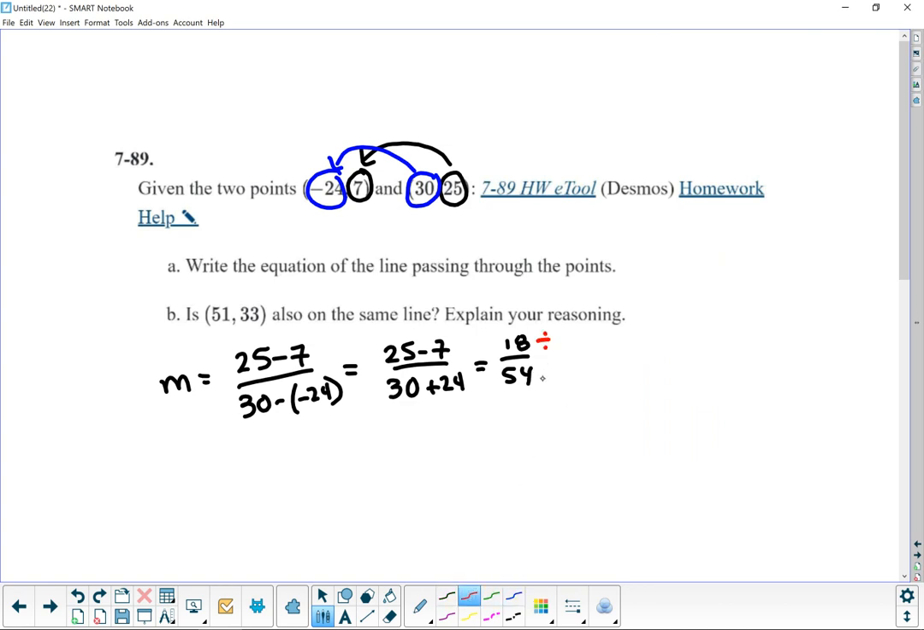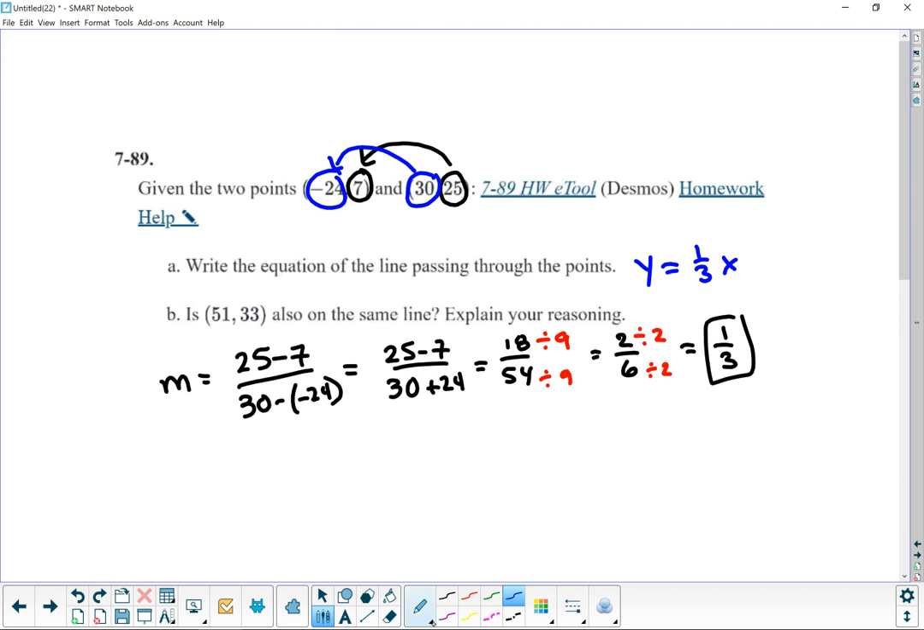So I think I can divide both of these by 9. Okay, so 18 divided by 9 makes 2. 54 divided by 9 makes 6. And oh, guess what? I can divide it by 2. Right, so divide it one more time by 2. So really, I could have just divided by 18, but I didn't know that. So you get 1 over 3. So your slope is 1 over 3. So when you write your equation, it's going to be y equals m, which is 1 over 3x.